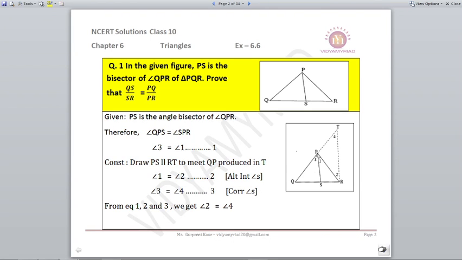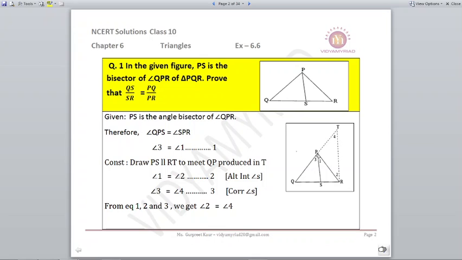Let's begin with question number 1. In the given figure, PS is the bisector of angle QPR of triangle PQR. Prove that QS upon SR is equal to PQ upon PR. Now let us follow the given instruction.